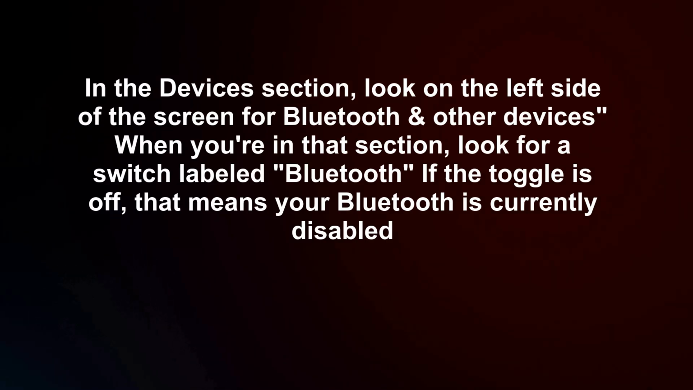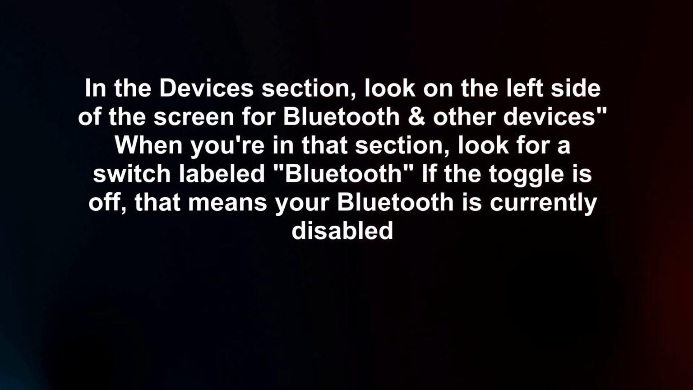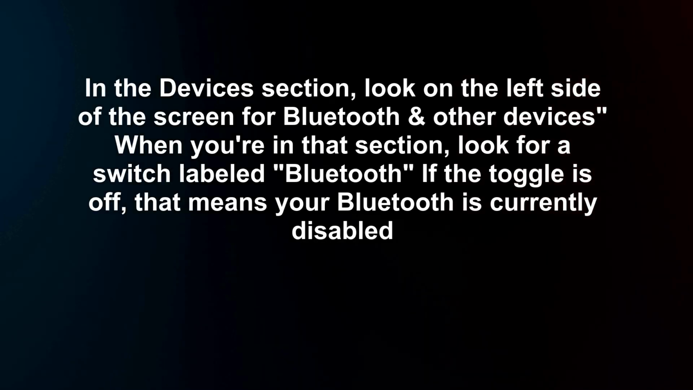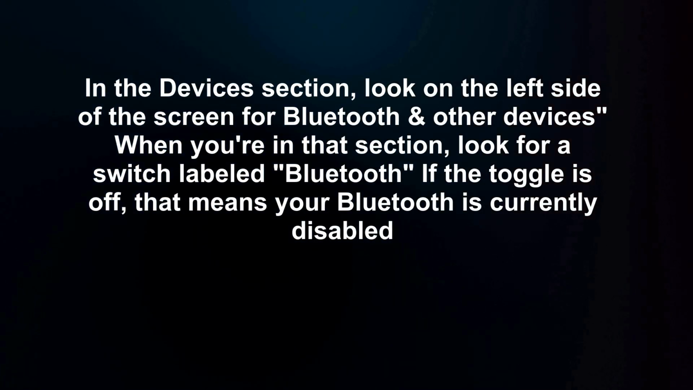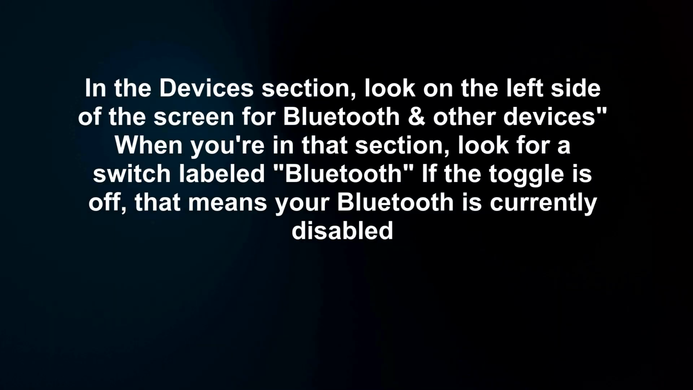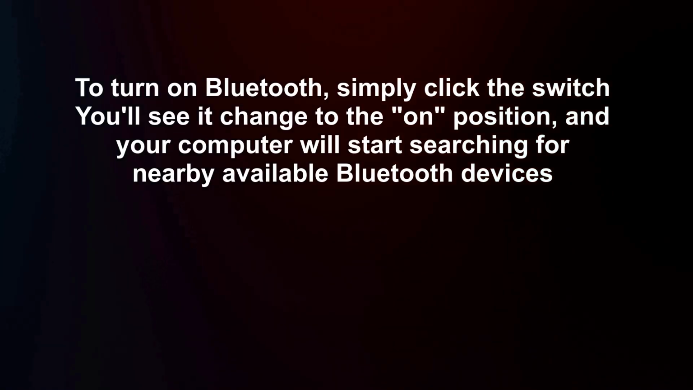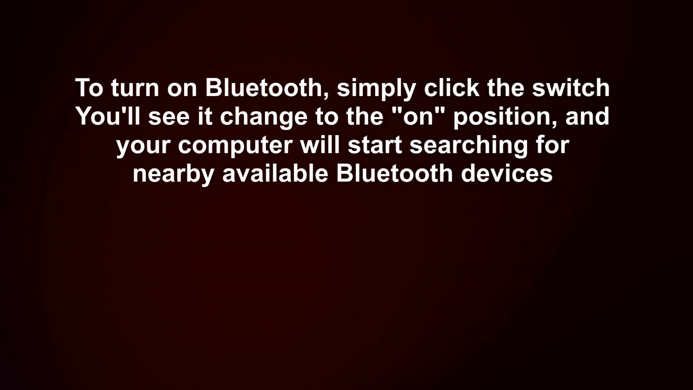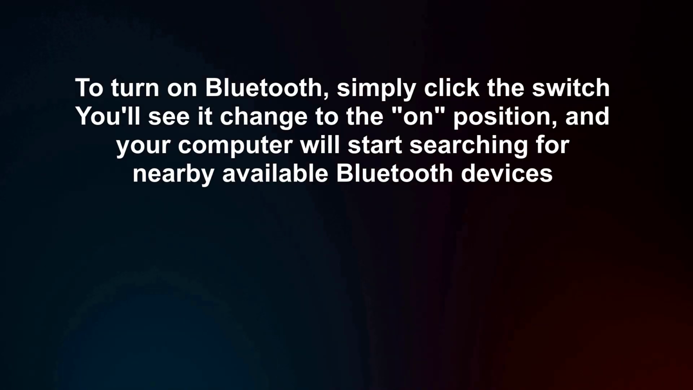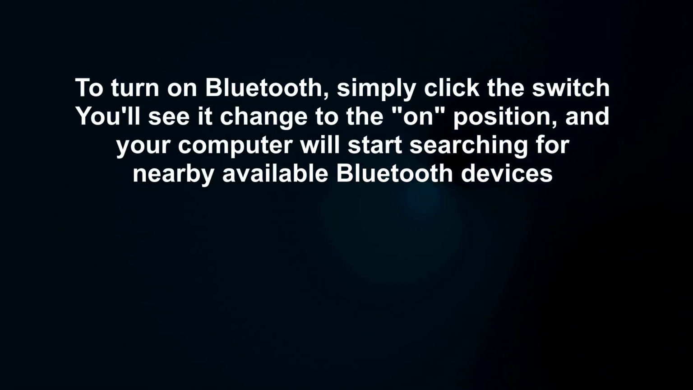In the Devices section, look on the left side of the screen for Bluetooth and other devices. When you're in that section, look for a switch labeled Bluetooth. If the toggle is off, that means your Bluetooth is currently disabled. To turn on Bluetooth, simply click the switch. You'll see it change to the on position, and your computer will start searching for nearby available Bluetooth devices.